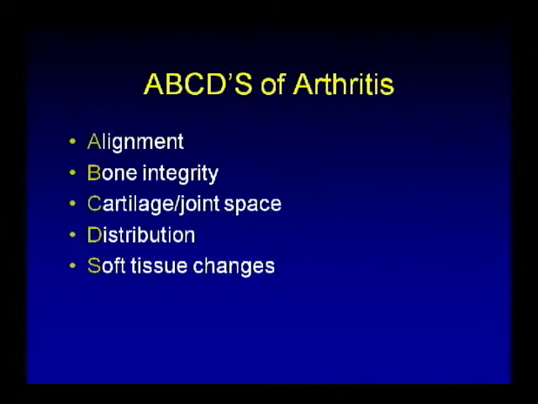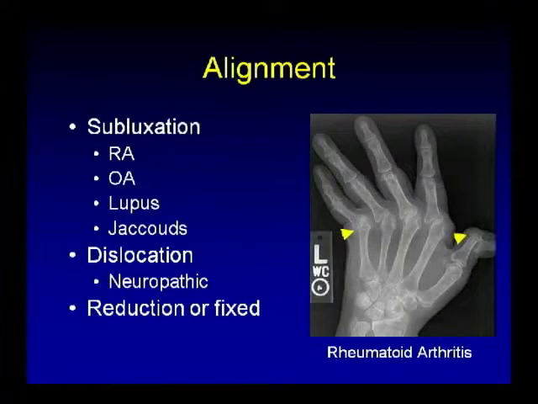And I'm going to spend a lot of time on distribution. Like if you see a hand, there's certain things you're going to be thinking about and looking for, and it'll help you narrow down the diagnosis. And I think the soft tissues are extremely important, so we'll go through types of swelling, we'll go through calcification, et cetera, at the very end of this talk. So just briefly, a little bit about alignment.